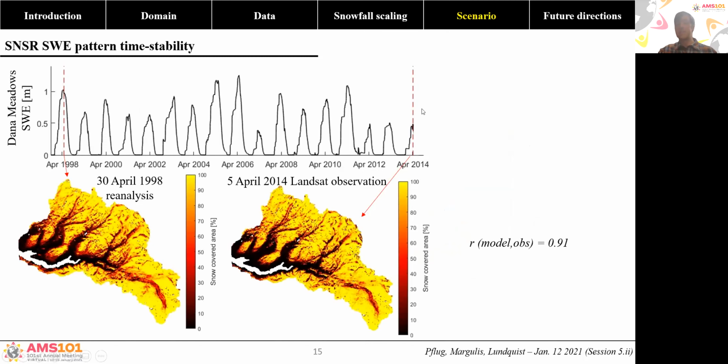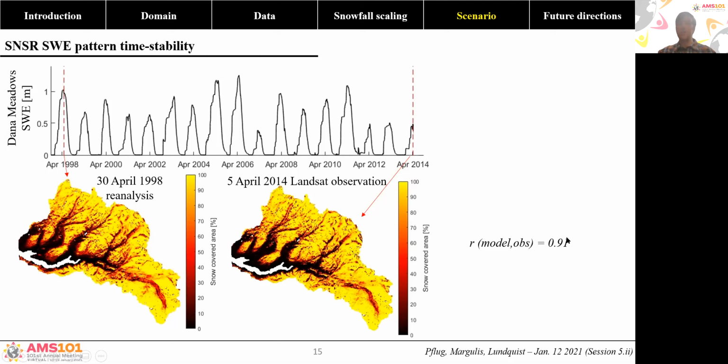So let's test this. Let's say we're running a simulation in 2014, and we do have at our disposal a cloud-free Landsat observation of snow-covered area, shown here by the color bar, on the 5th of April, 2014, which is near peak snowpack. And we can actually use that distributed observation and go back in time and query the reanalysis to find a period with similar snow-covered area. And we found that on 30th of April, 1998, that pattern was correlated with 5th of April, 2014, with a coefficient of correlation of greater than 0.9.